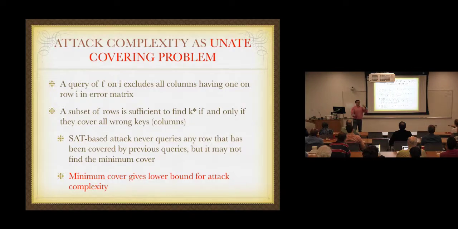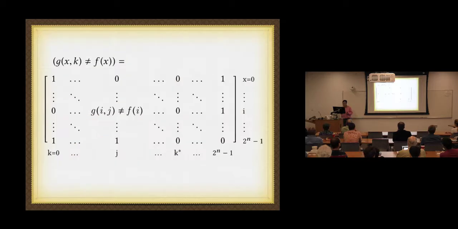Because it will probably start with a random input, and then starting from there, right? Even though each time it will find the input that has to cover some new key. I think the SAT guaranteed that each time you find a key, the key will cover at least one new wrong key, right? But still, theoretically, the minimal cover problem gives you a lower bound, right? So we want to look into that.